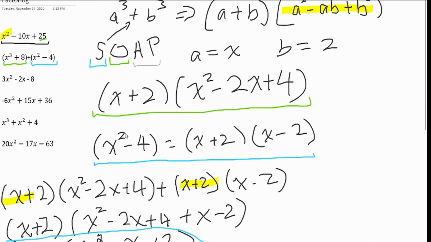So just like the first example, these are just recognizing these common patterns, which are perfect squares, sum and difference of cubes, and difference of squares. That's pretty good. Let's move on to the next example.